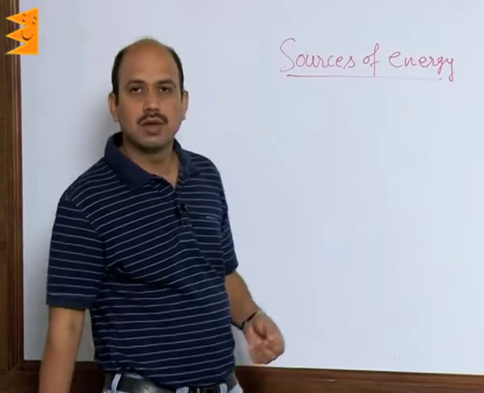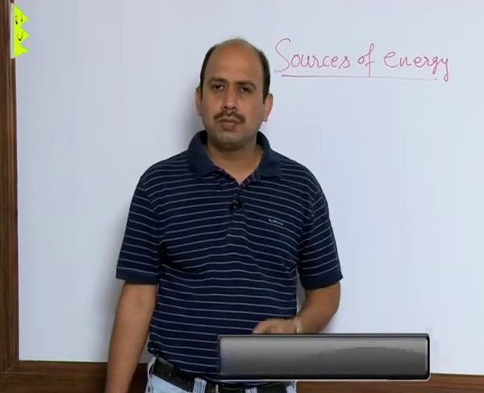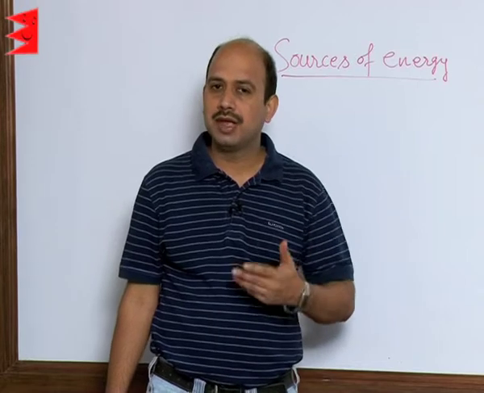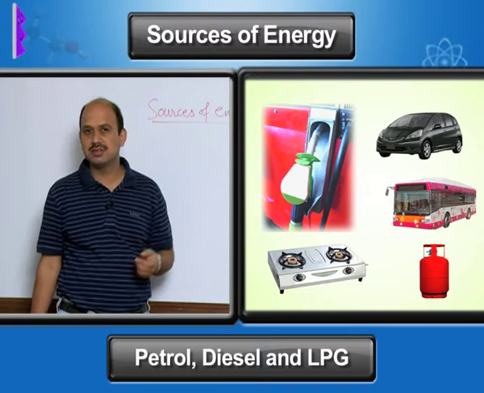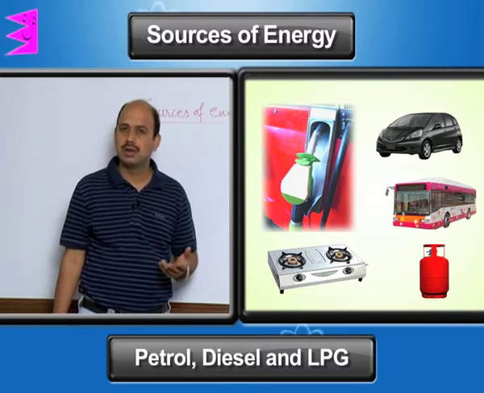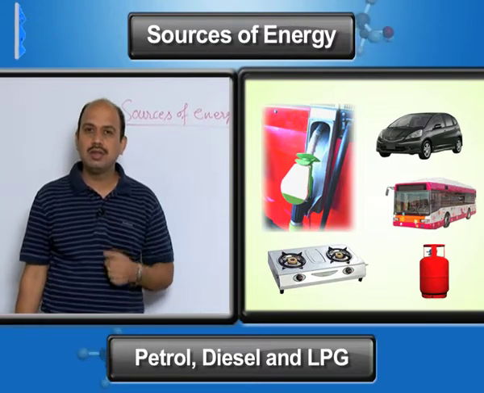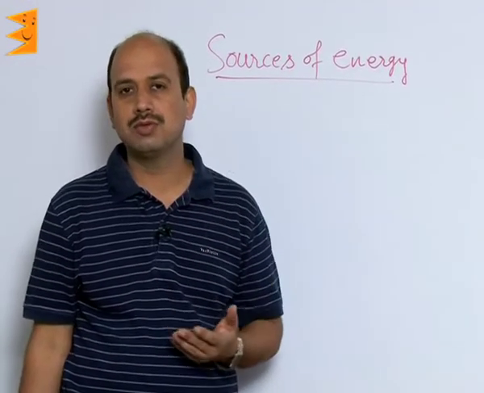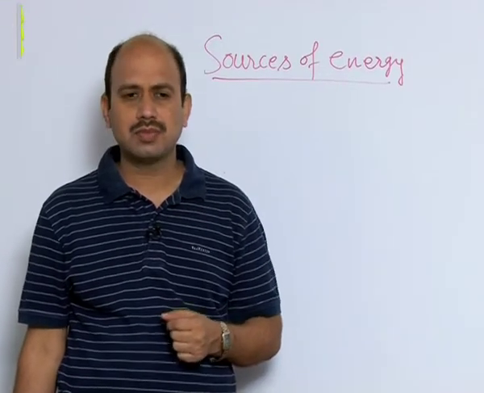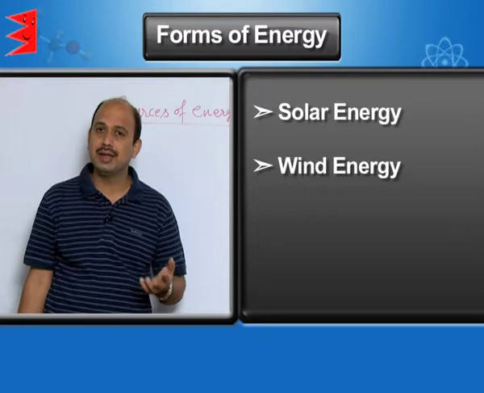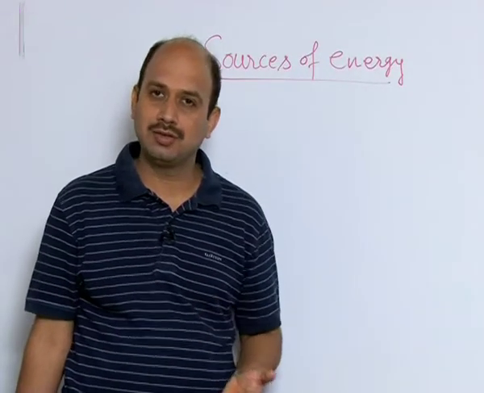In this chapter, we will study about sources of energy. You might be using different types of energy every day. For example, for running the cars and buses, we use diesel and petrol, maybe cooking gases also, that is LPG, CNG. All these gases and all these fuels are used for running the vehicles. Now, if you look at another part, like solar energy, wind energy, energy obtained from oceans. So, there are other forms of energy also.